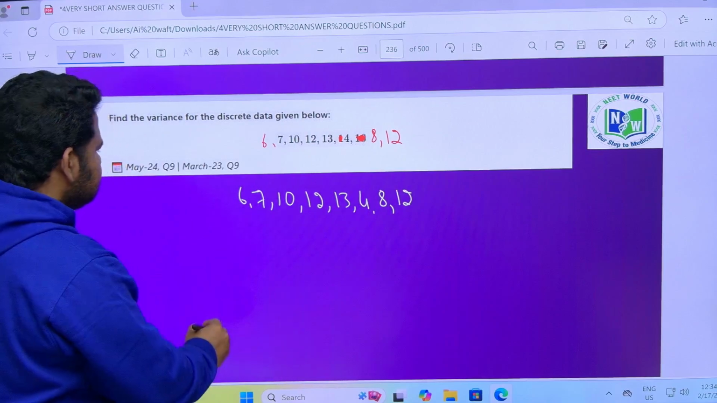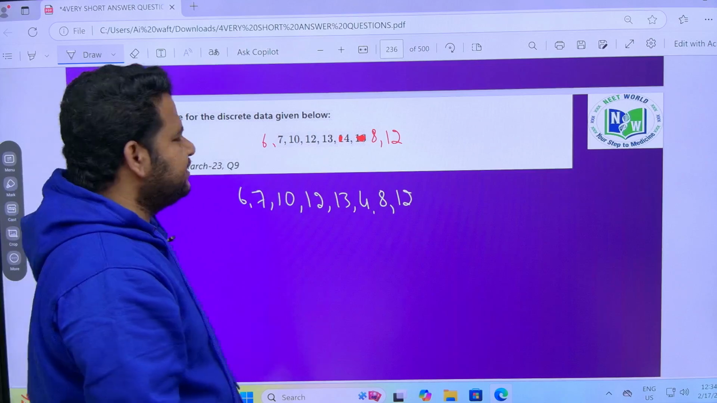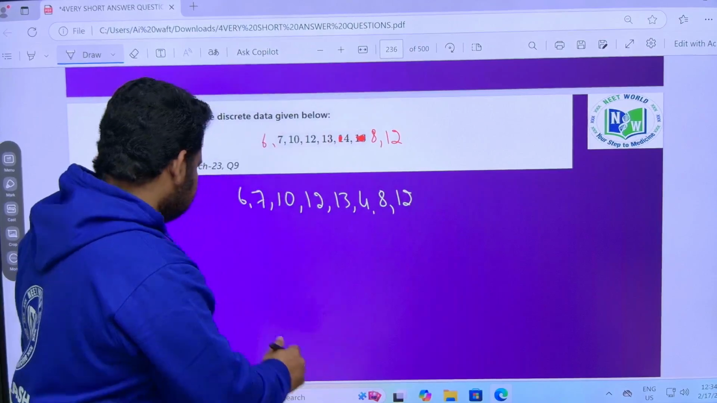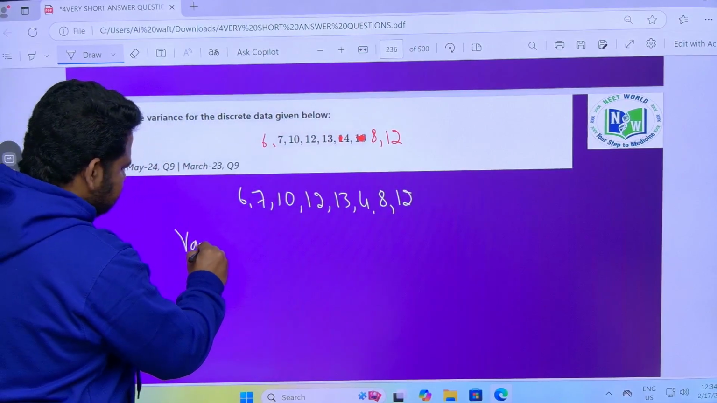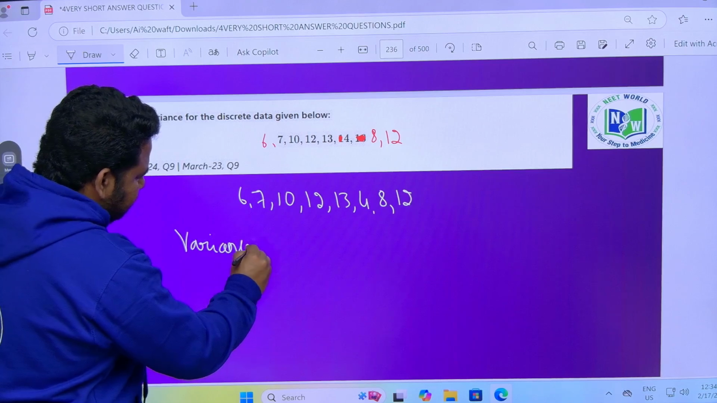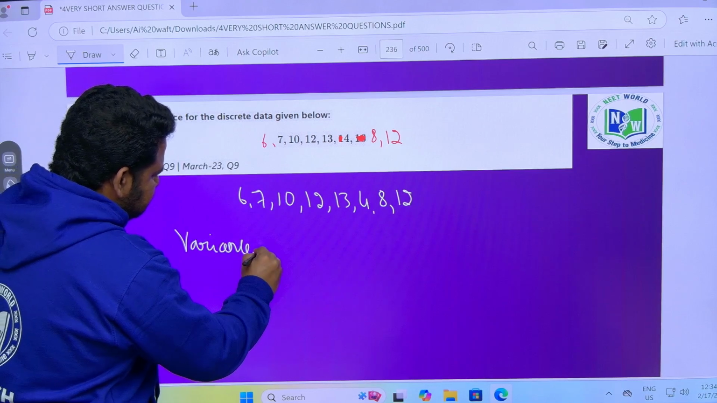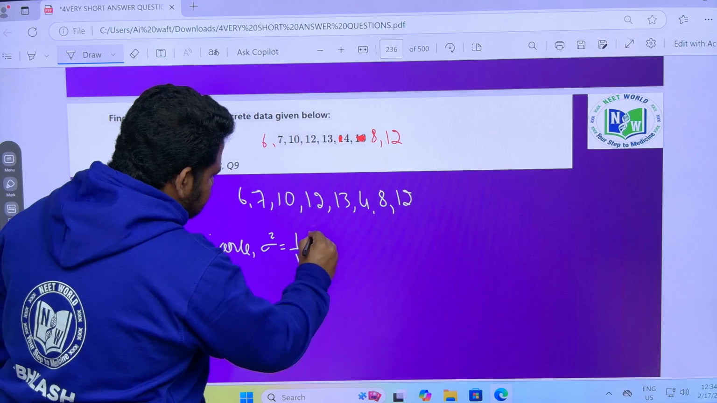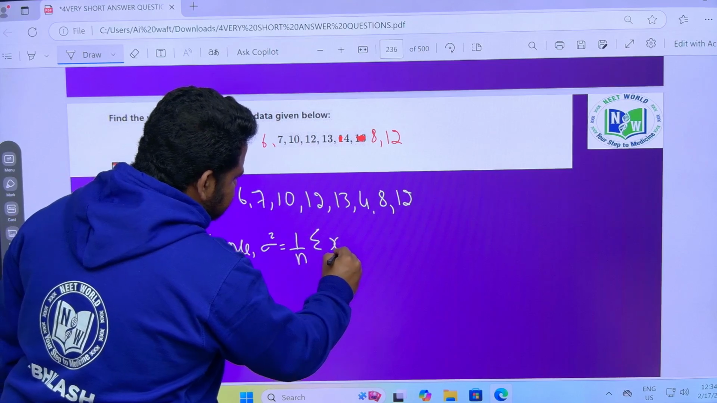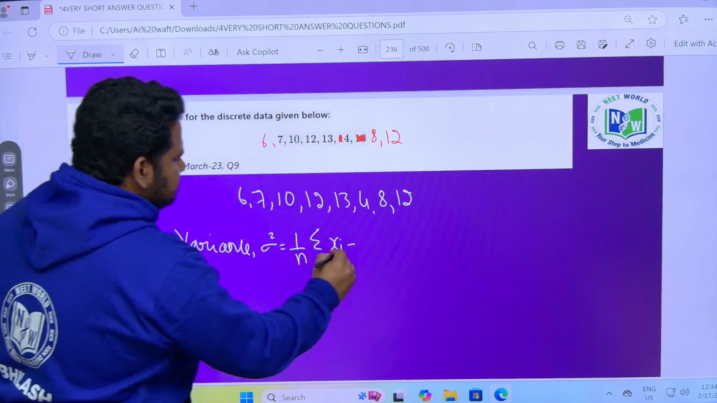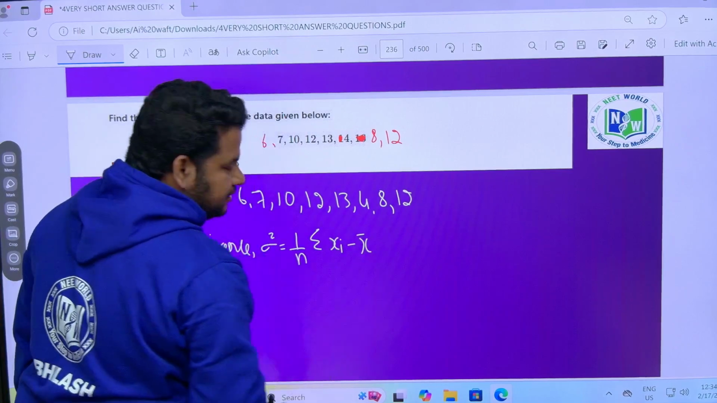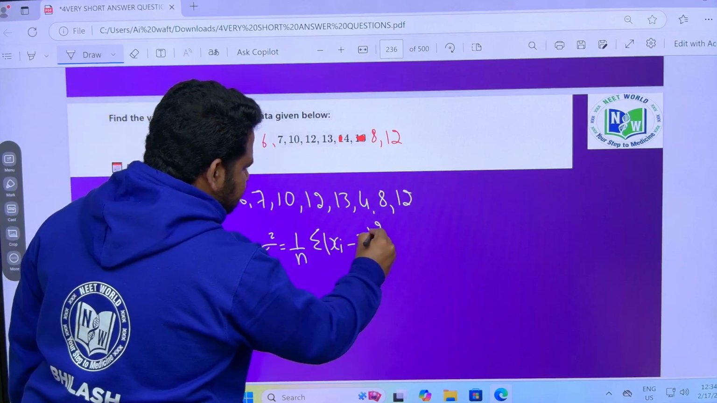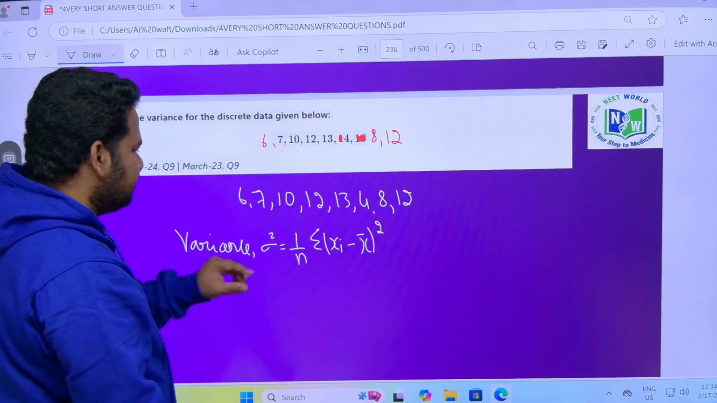What is the value of n here, the number of observations? Before that, let us see how to find the variance. What is the formula for variance? The formula you have to remember is sigma square equal to 1 by n summation of xi minus x bar. For the median we found the modulus; instead of modulus, here we will do the square.